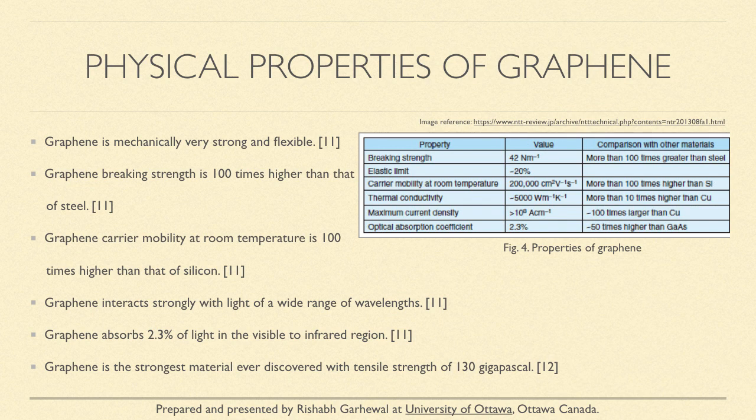Physical properties of graphene. Graphene has excellent mechanical, electrical and optical properties. Its typical properties are shown in figure 4. Graphene is mechanically very strong and flexible. The breaking strength of graphene is 100 times higher than that of steel. The crystal structure does not break even after being stretched up to 20%. From an electrical aspect, the carrier mobility of graphene at room temperature is 100 times higher than that of silicon. Furthermore, graphene is an ultra-wideband optical material that interacts strongly with light of a wide range of wavelengths. Graphene absorbs about 2.3% of light in the visible to infrared region. Graphene is the strongest material ever discovered, with tensile strength of 130 gigapascals.